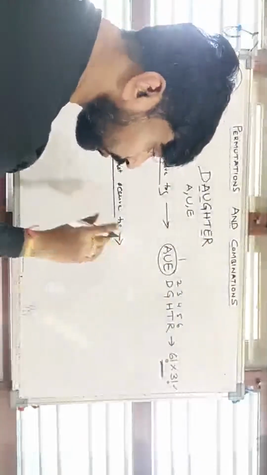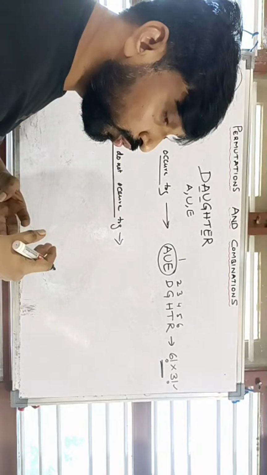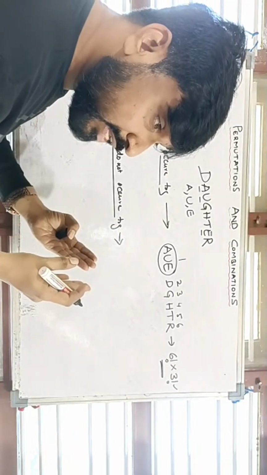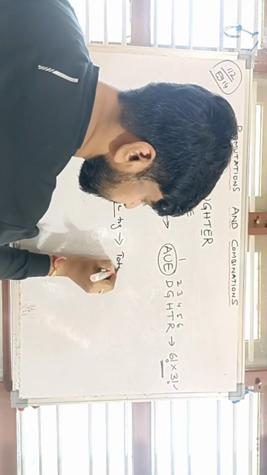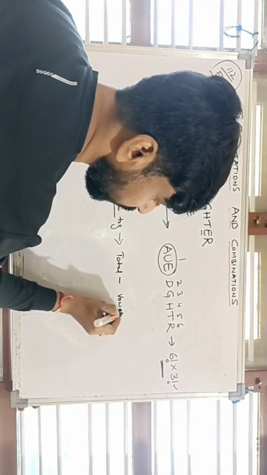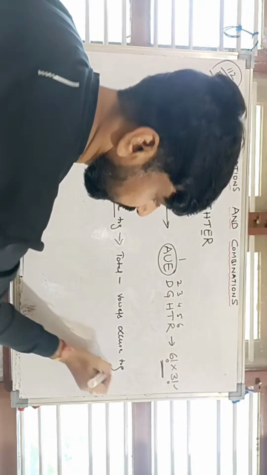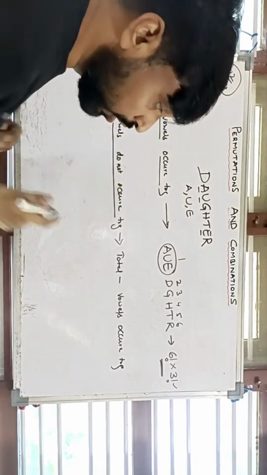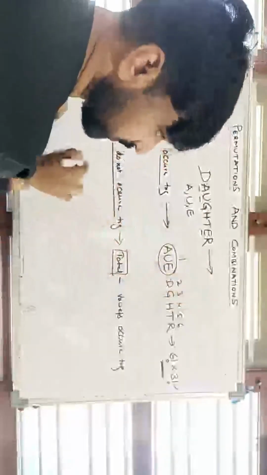All vowels do not occur together. Whenever they ask do not occur together, it is the not case. For the not case, you do total cases minus vowels occur together. We already solved vowels occur together. Total cases means the total number of possibilities.